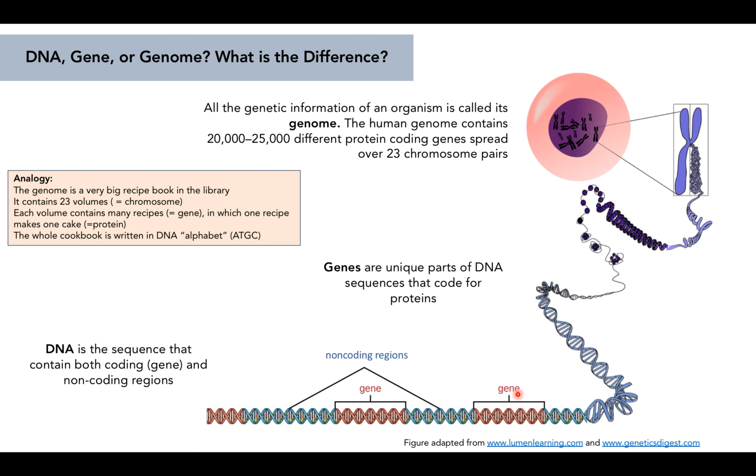Okay, now the big question: DNA, gene or genome? What is the difference between these three terms? So in order to understand, let's go back to a picture of the DNA. So this is a DNA. A DNA is just a sequence, and it contains a coding region in red and a non-coding region.